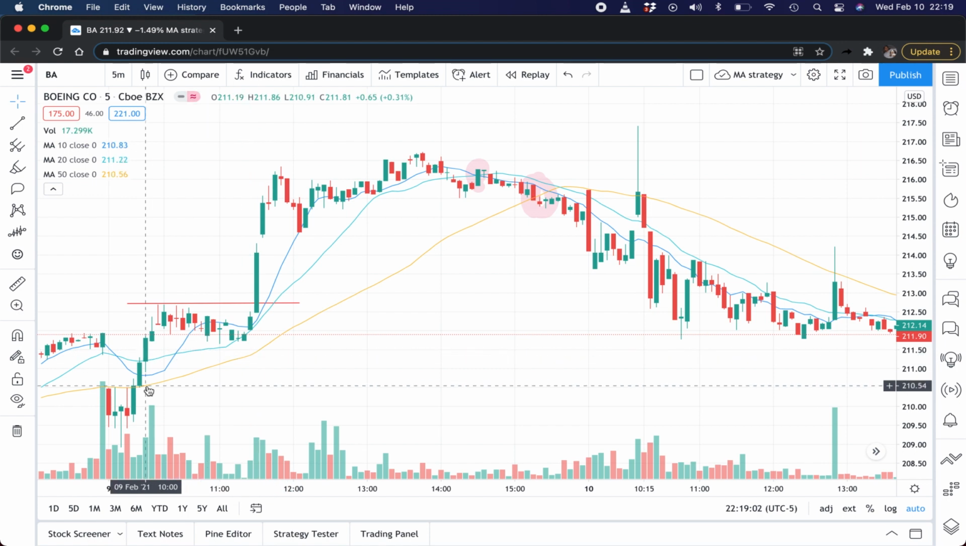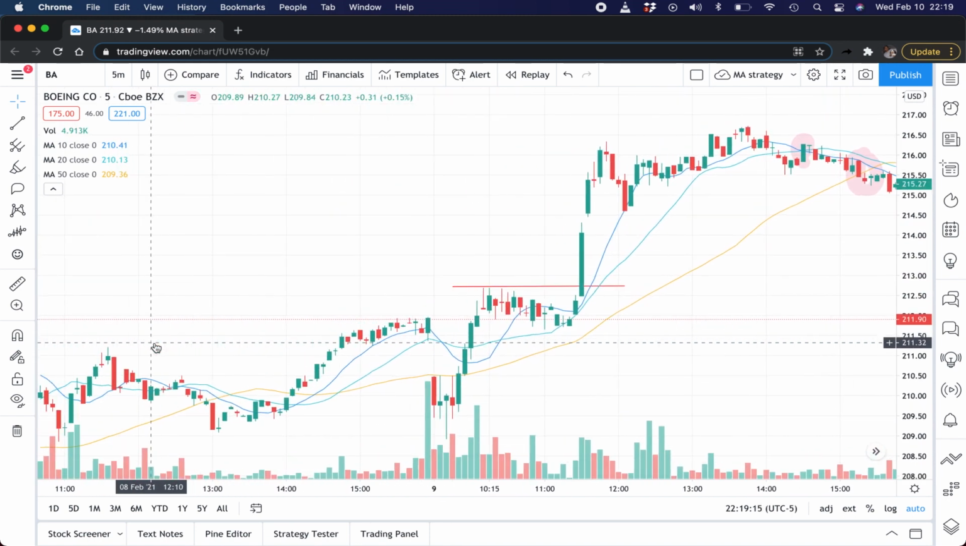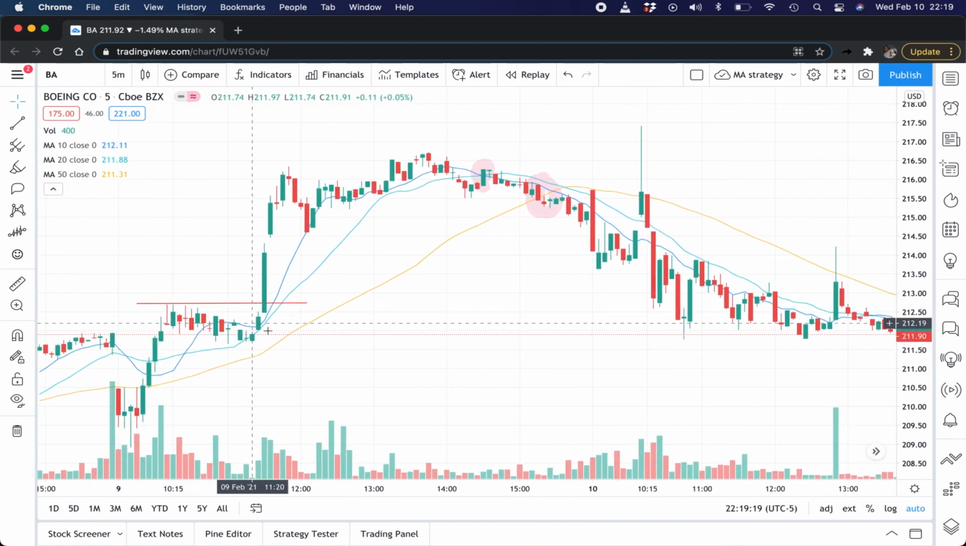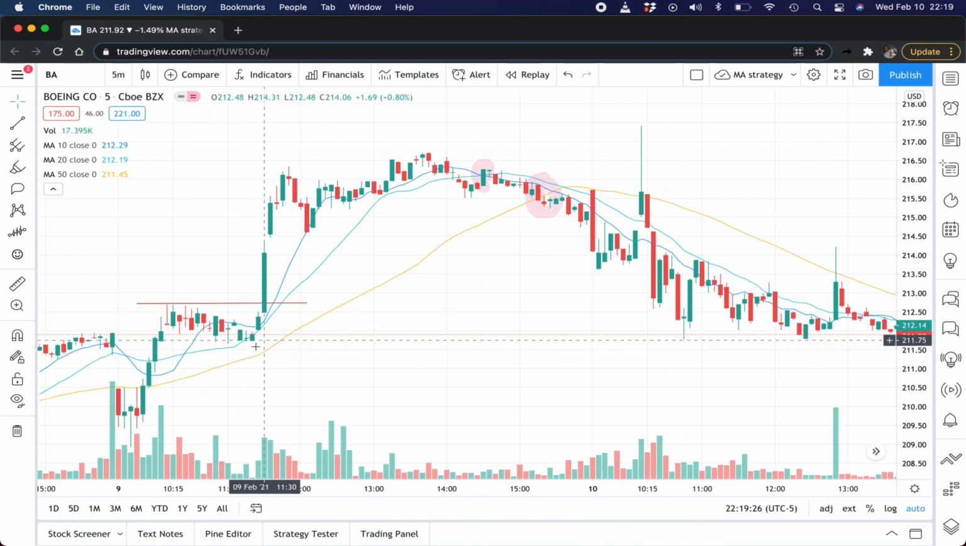On the 9th of February, as I can see here, there was this resistance line. The stock was going up again. If you looked at the past few days, it has been going up. So this seems more like a resistance line that I drew in red. At this juncture, you can see that the 10 period moving average, the 20 and the 50 all are pointing upwards. So this is a great juncture because it's a good sign to go long.